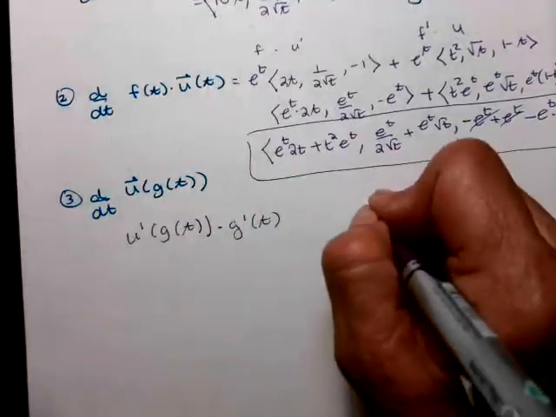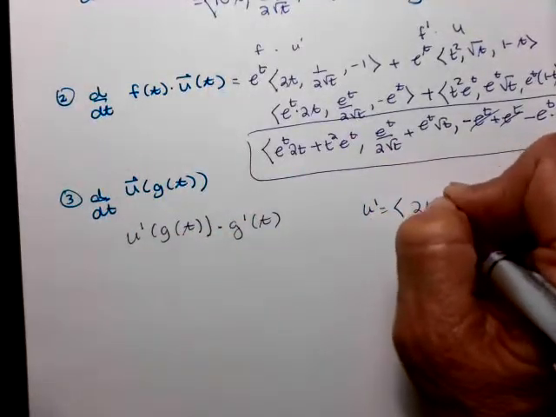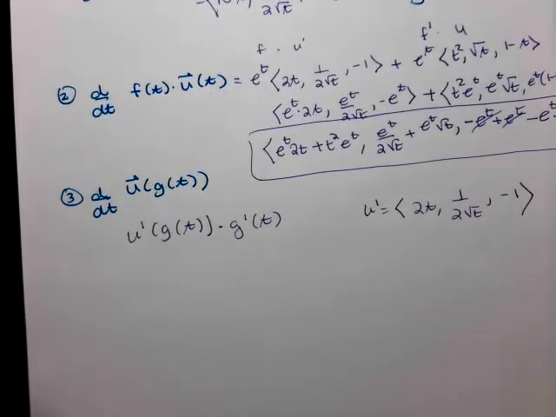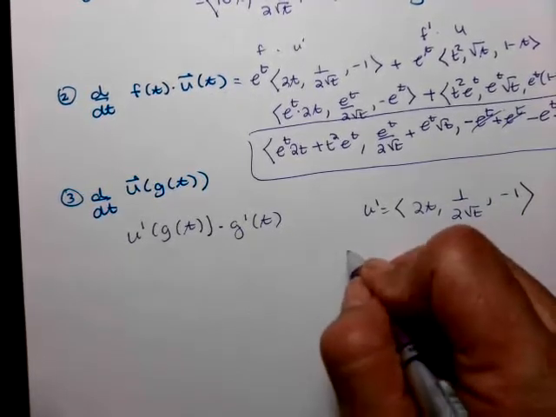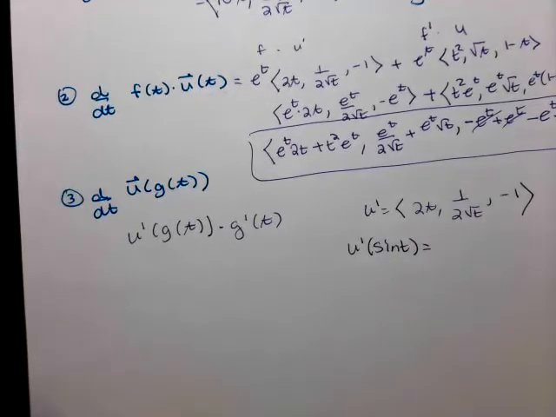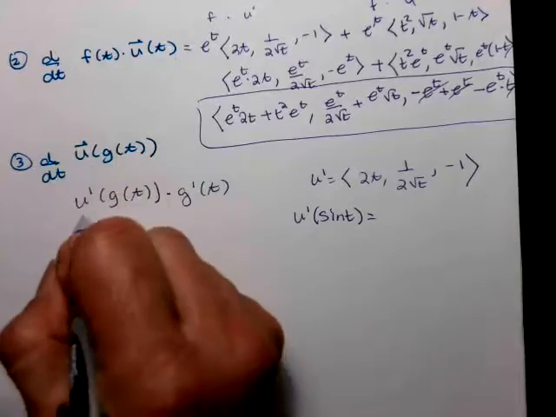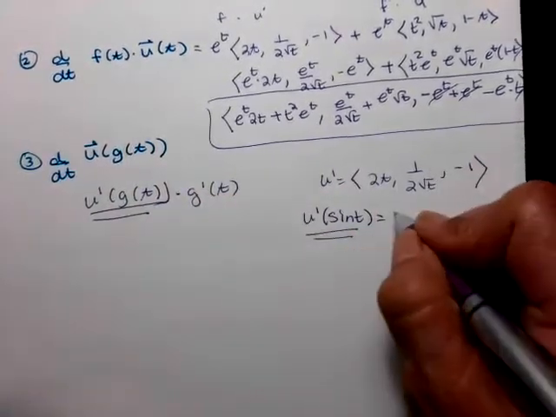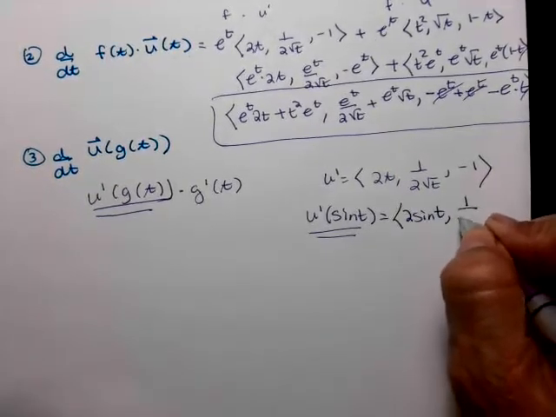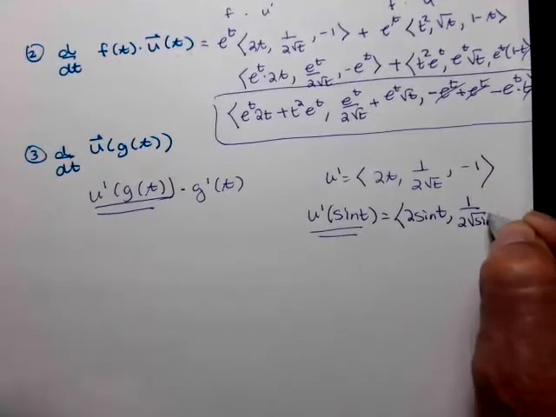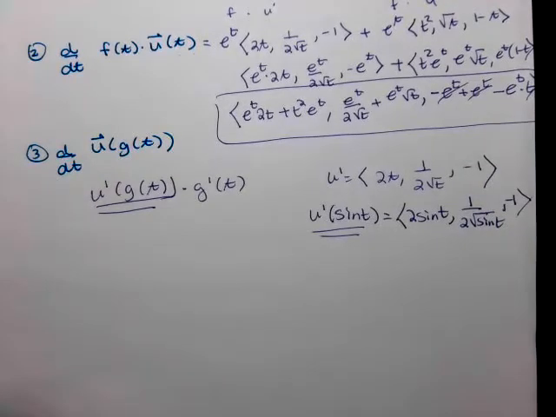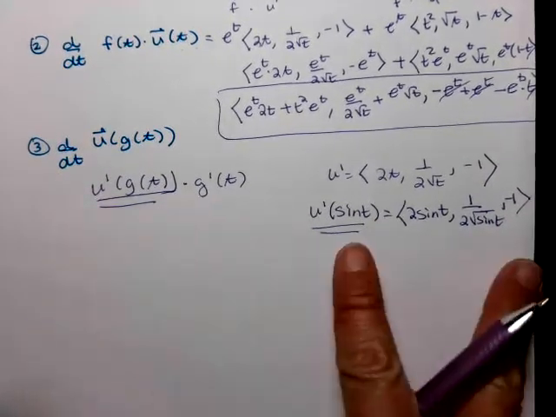Okay, so u prime. So where was my u prime? Can you see it up there? So u prime, 2t, 1 over 2 root t, negative 1. Okay, so we're evaluating this function at g of t, and g of t was sine t. Okay, so this first part is over here. So I'm going to have 2 times sine t, 1 over 2 square root sine t. Negative 1 is just a constant. I don't have a t to replace there, so that'll just stay negative 1. Okay, so here's my u prime at g of t.